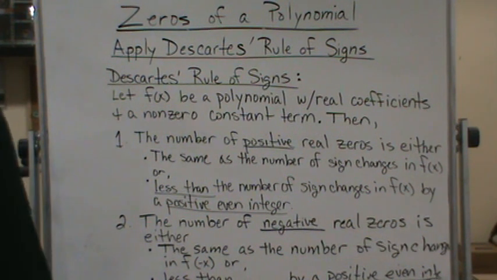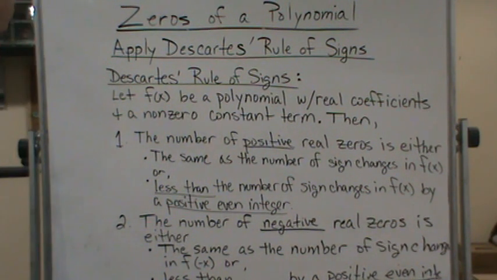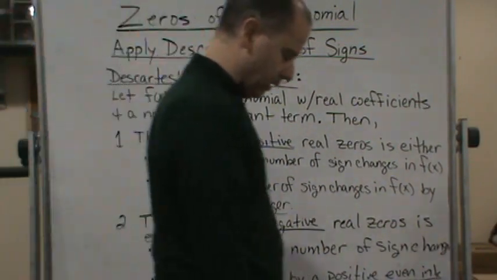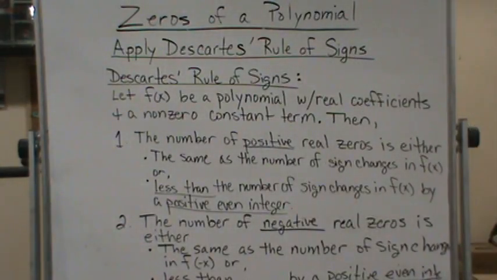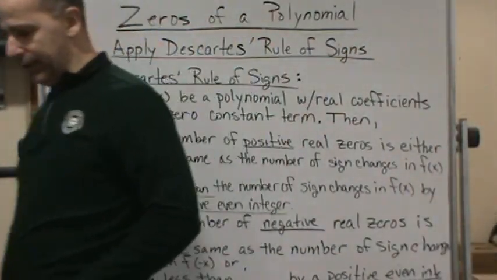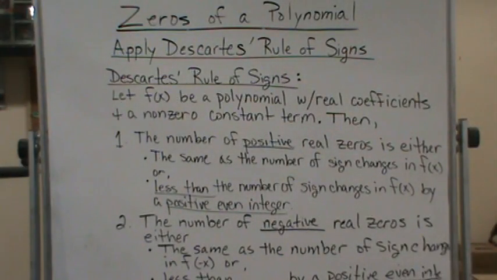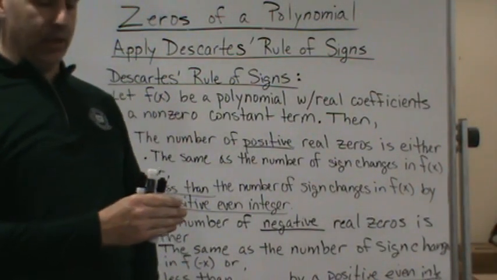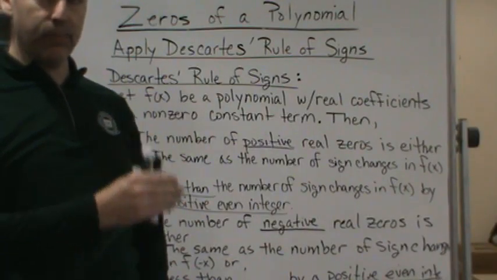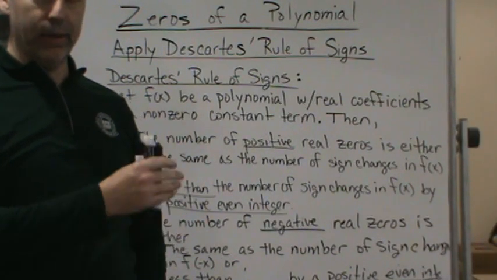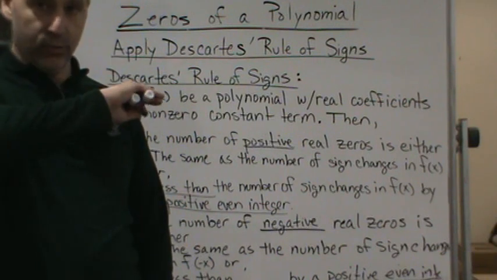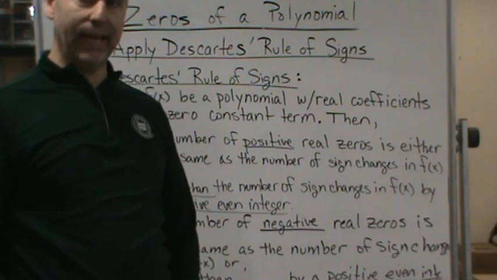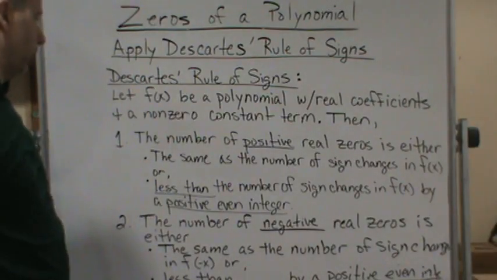All right, so let's look at a new topic here. In this case, we're talking about Descartes' rule of signs. With Descartes' rule of signs, we're interested in the sign changes of the polynomial. So we're basically counting how many times it goes from subtraction to addition, or negative to positive, positive to negative, as we go left to right looking at the polynomial itself, the terms of the polynomial.